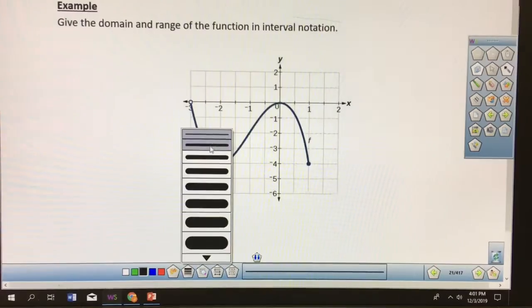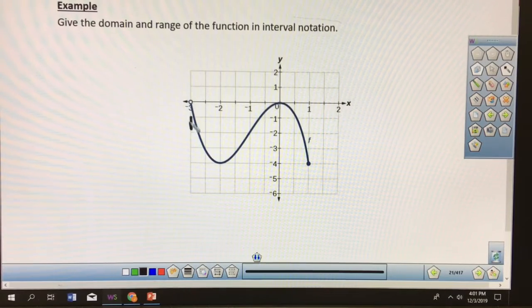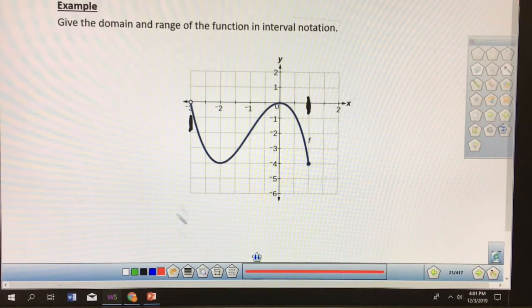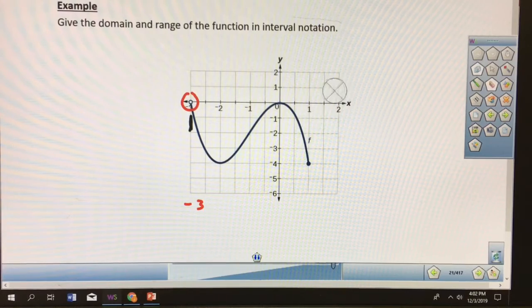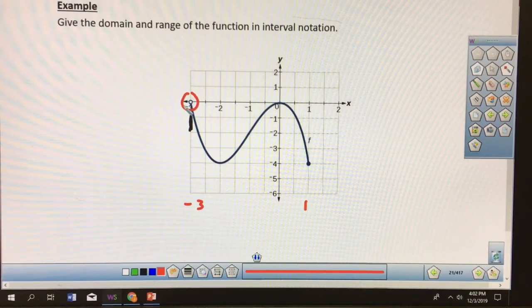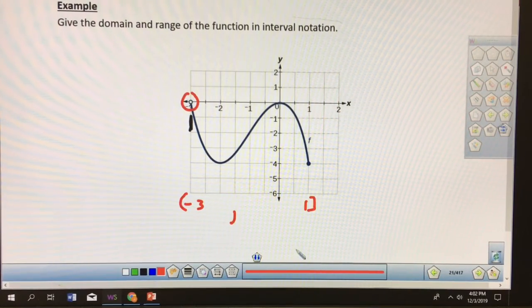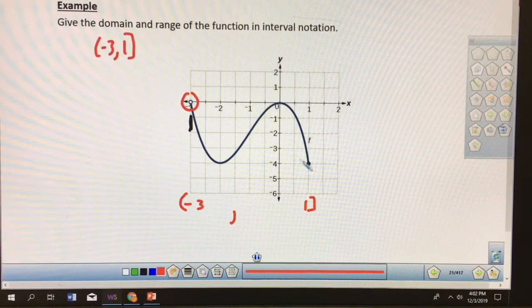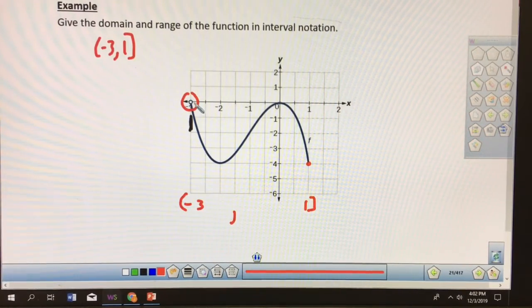Alright, domain of x values. So it's going to be the lowest x value to the highest x value. Notice the lowest x value is negative 3, and the highest x value is 1. But notice the negative 3 has an open circle in it. See it? So the domain is going to be parenthesis negative 3, comma, 1, bracket. Closed circle gets a bracket. Open circle gets a parenthesis.